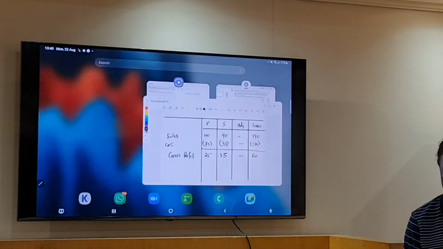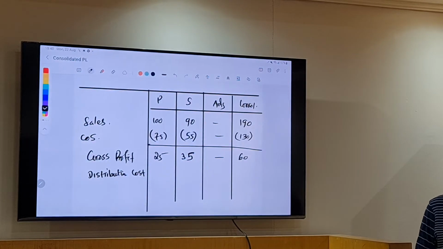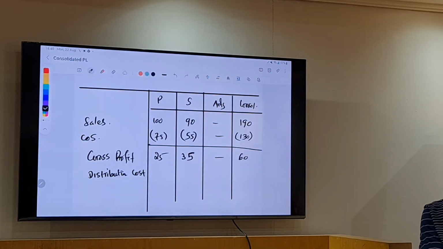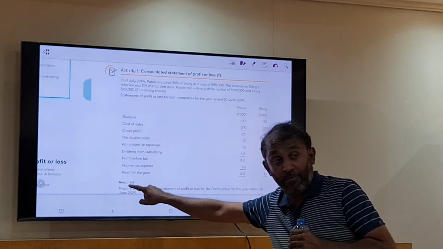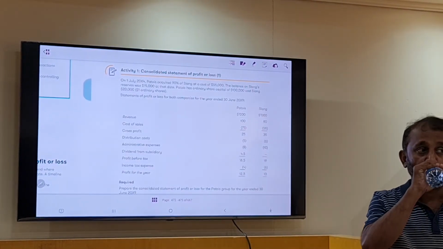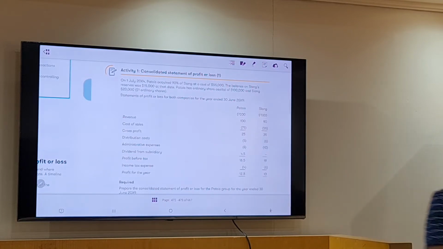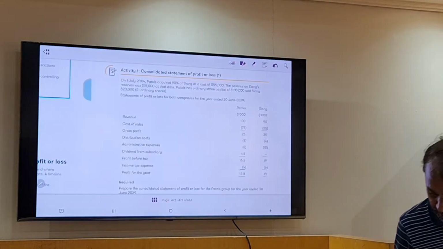Distribution cost. Adjustment, how can I know this adjustment? Now I gave you two examples: one is intercompany sales, the other is unrealized profit. If you have any of these, then you have an adjustment. Also, here is a question: before the requirement, they will give additional information, then you will know the adjustments. How much is the distribution cost? 5 and 6.